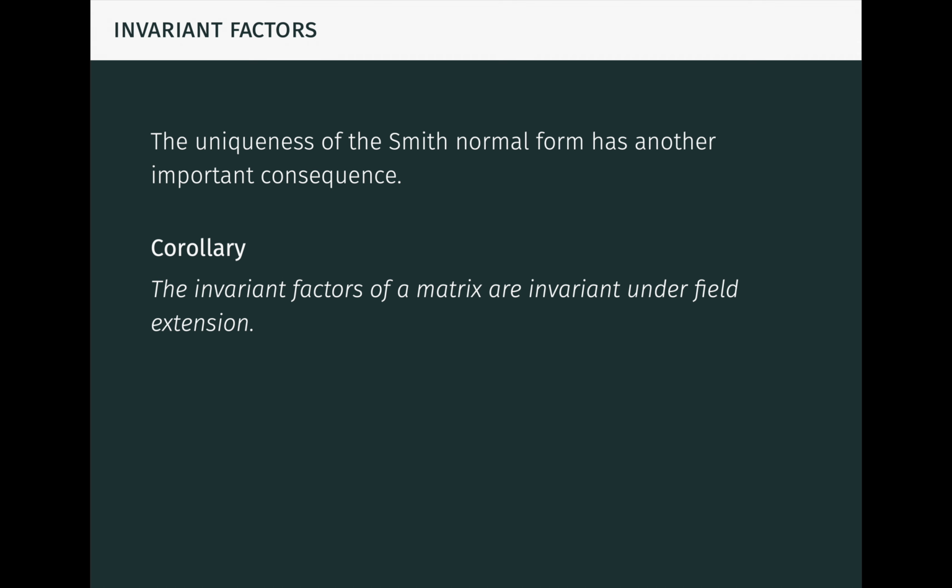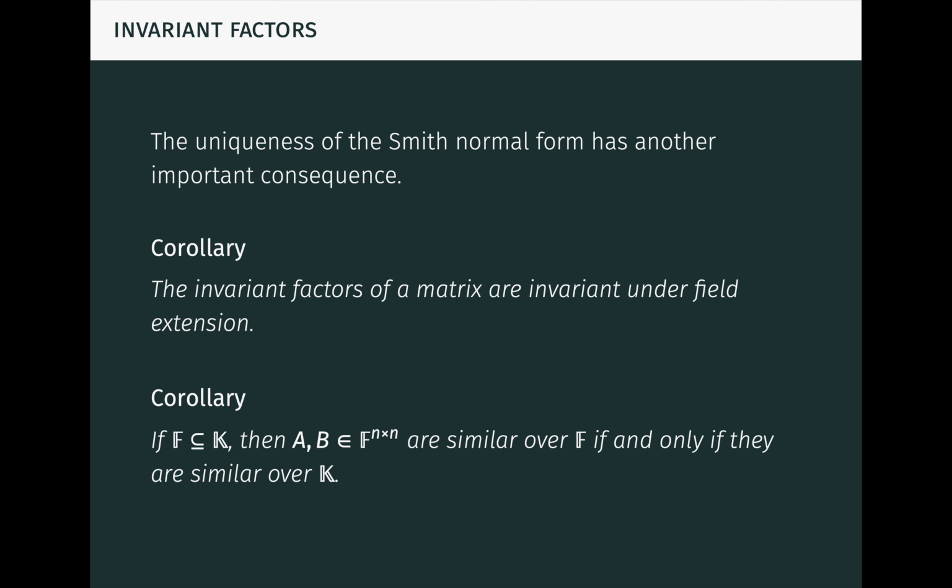Since the invariant factors form a complete set of invariants for similarity, this means that if K is an extension field of F, then matrices over F are similar over F if and only if they're similar over K. In particular, if the matrices are similar over any field, they're already similar over the smallest field containing the entries of the matrices. This is a remarkable result, which answers the question posed at the beginning of this video in the affirmative. Real matrices, which are similar as complex matrices, are also similar as real matrices.